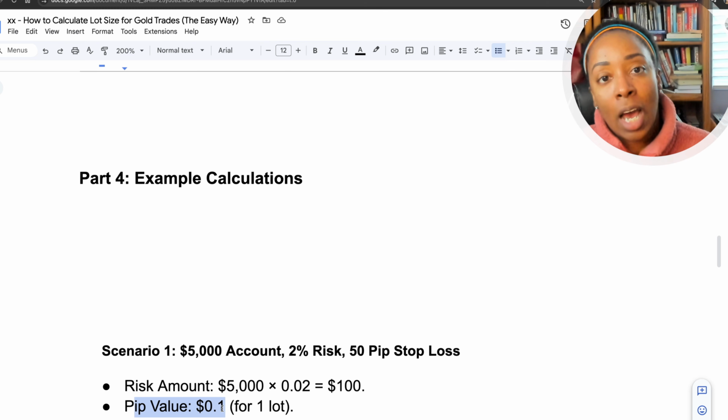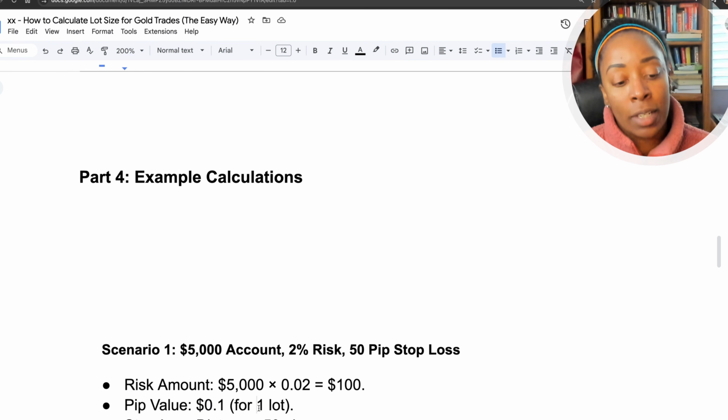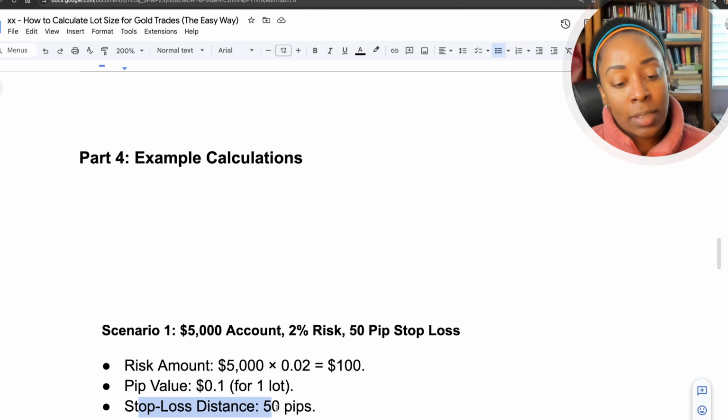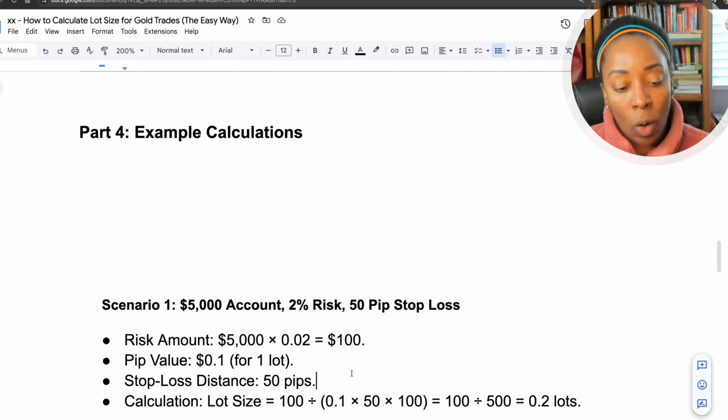So then the next thing we want to look at is the pip value. So like I said, I'm assuming a standard lot on gold. And the pip value for that is 0.1. Got it? And then the stop loss is going to be 50 pips. Got it? So now here we are putting it all together.